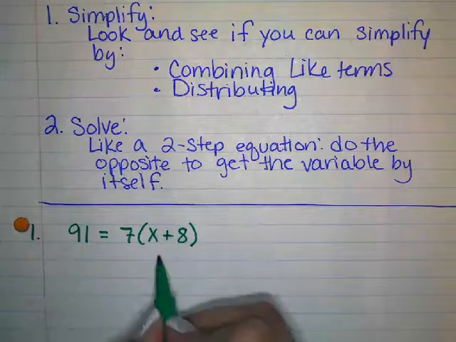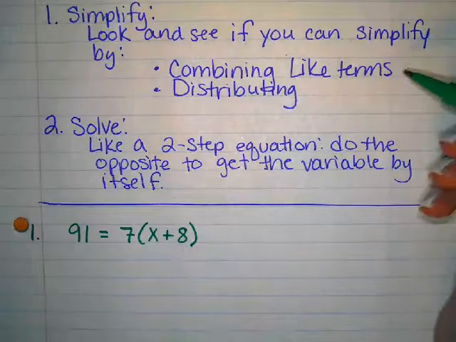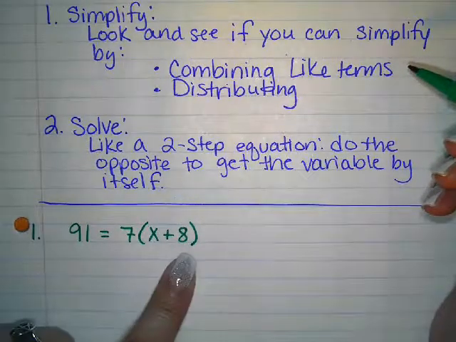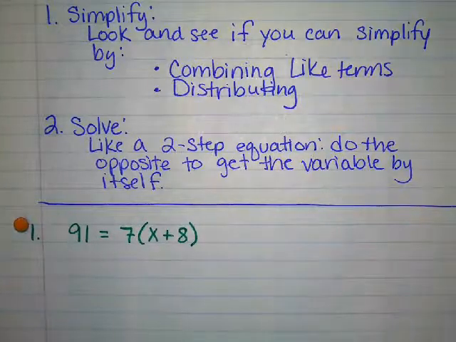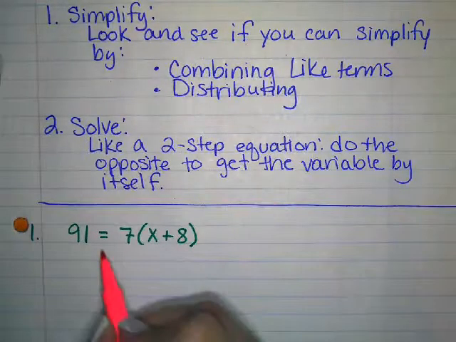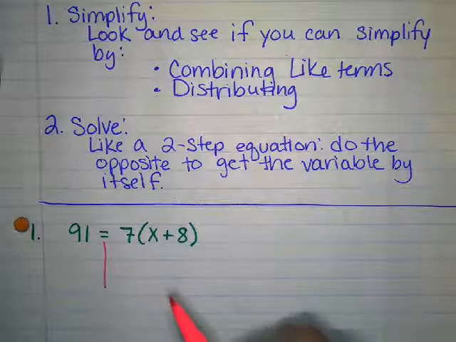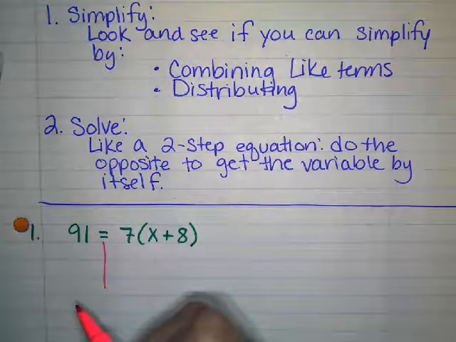So we're going to go ahead and look and see if we can simplify. First thing, can we combine like terms? Nope, there's nothing we can combine, but we can distribute. Look here, we've got these parentheses and we have variables inside, so we are going to need to distribute that 7. So again, here's my balancing point. So I'm just simplifying each side of the equation. I'm not moving anything right now.